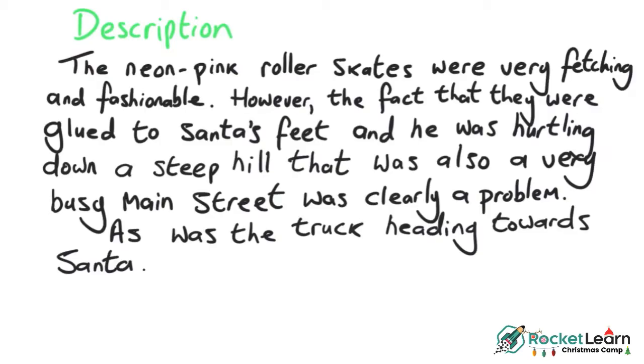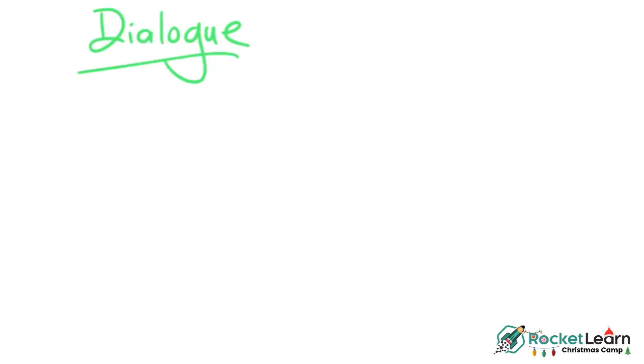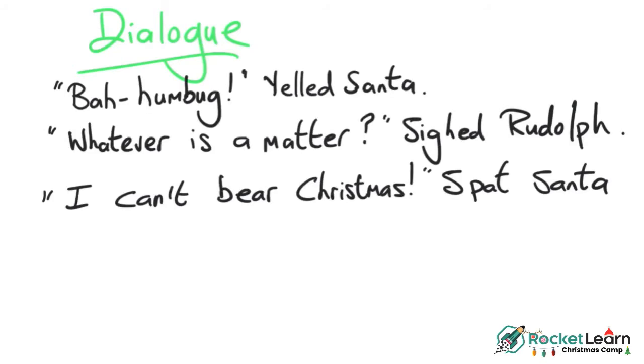Now, the second thing that you might want to focus on is a description. Okay, so for example, the neon pink roller skates were very fetching and fashionable. However, the fact that they were glued to Santa's feet and he was hurtling down a steep hill that was also a busy main street was clearly a problem, as was the truck that was heading towards Santa. So again, focusing on a small element of the story, so in this case the roller skates, and then moving backwards, panning your camera backwards to take in the big picture, can be a really great way of starting a story.